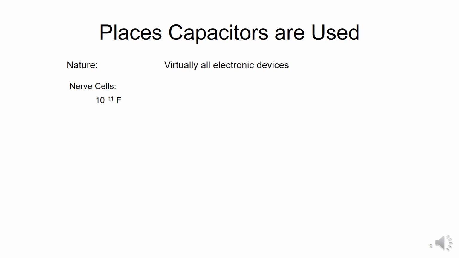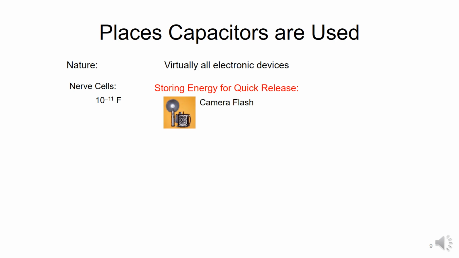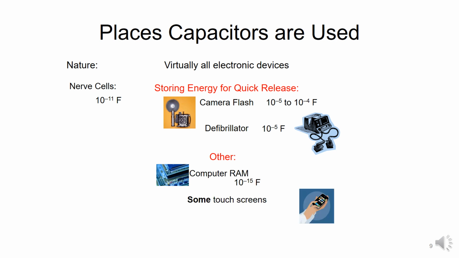All electronic devices use capacitors extensively because they can store charges. If you're able to store charges, the charges can be released as required, and there's more control over how charges are released, how the electronic devices function. Here are some examples: camera flash, defibrillators, computer RAMs, touch screens, and so on.